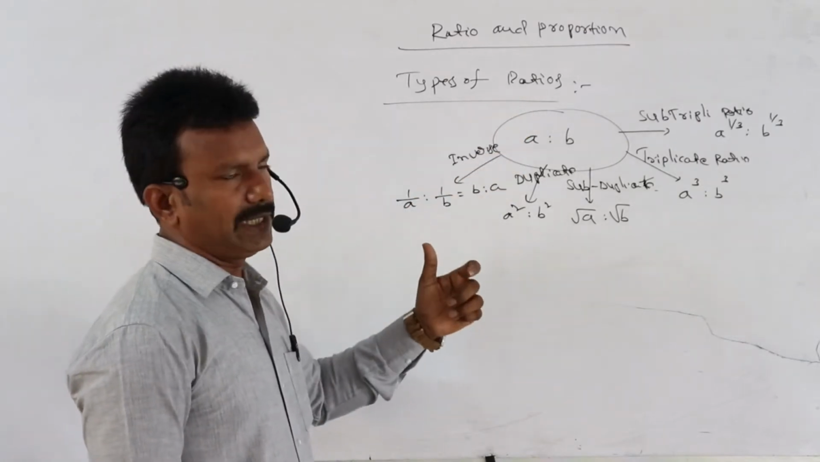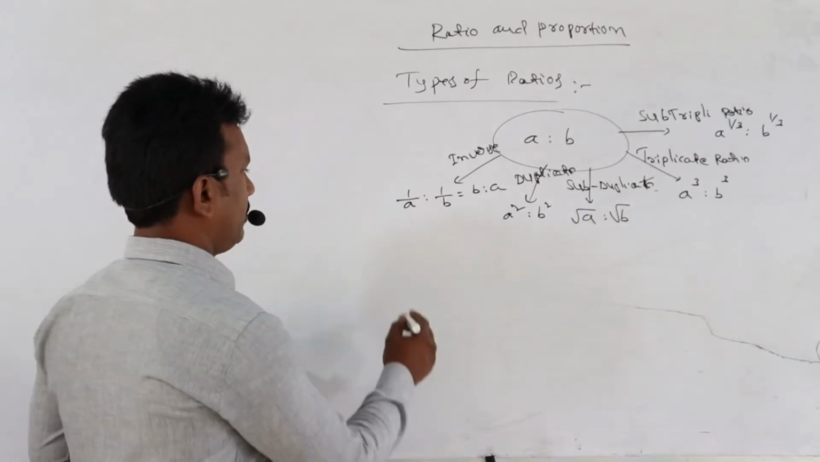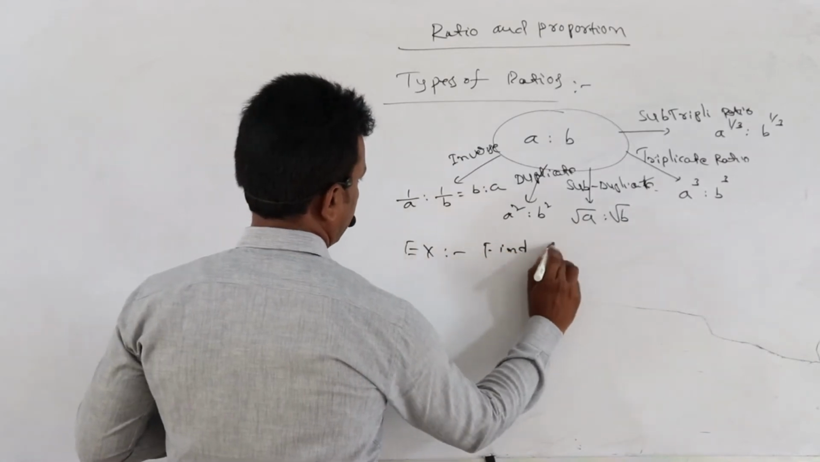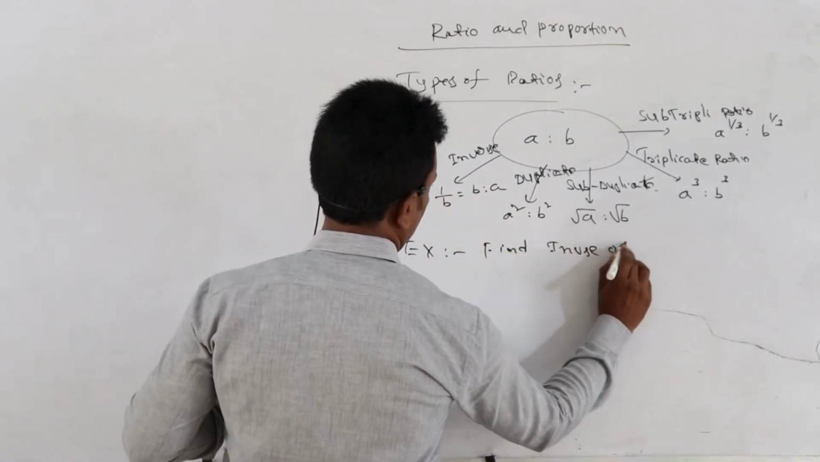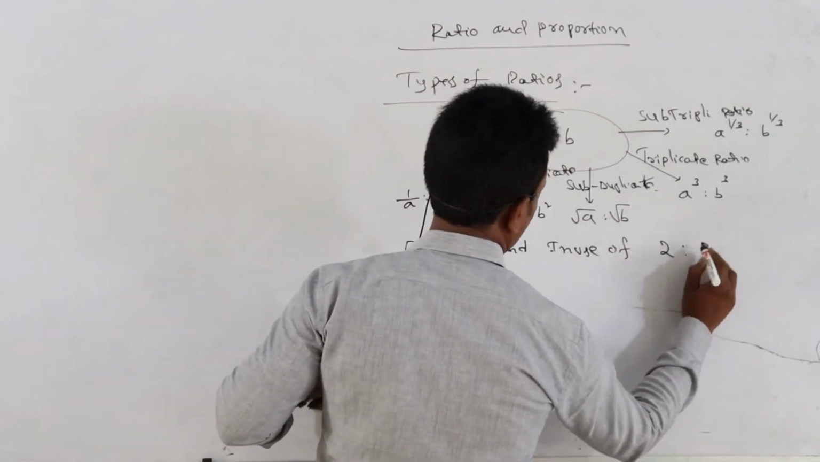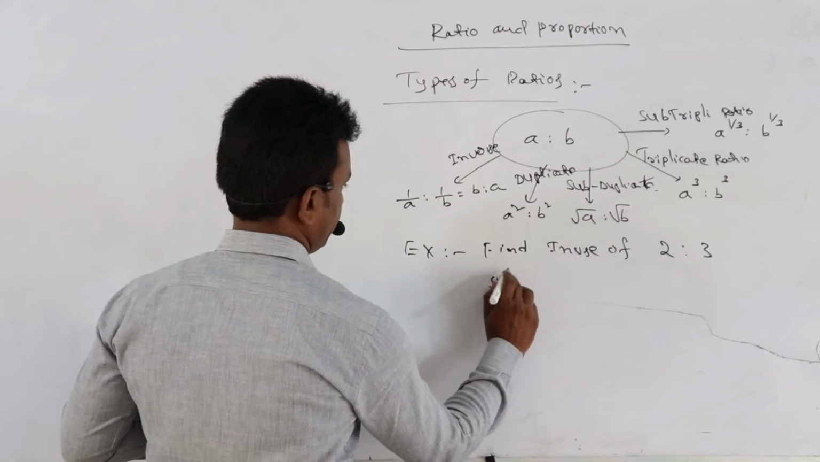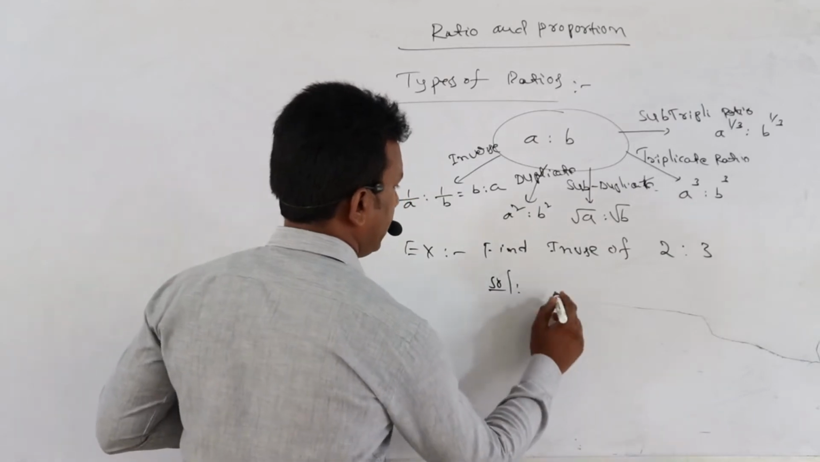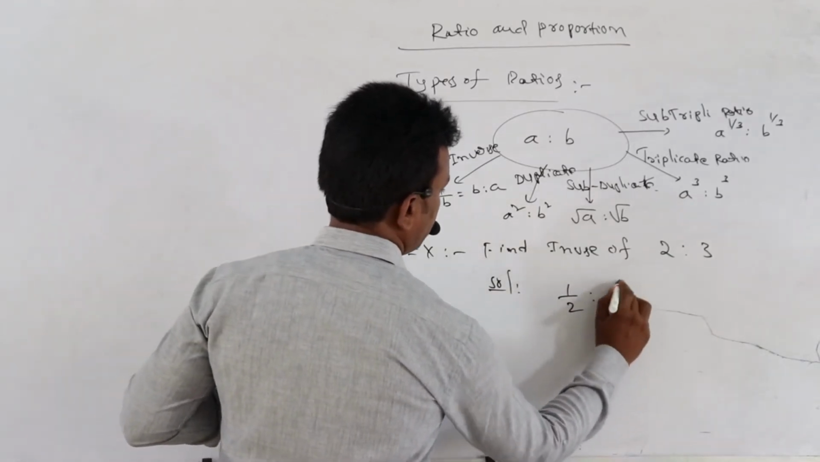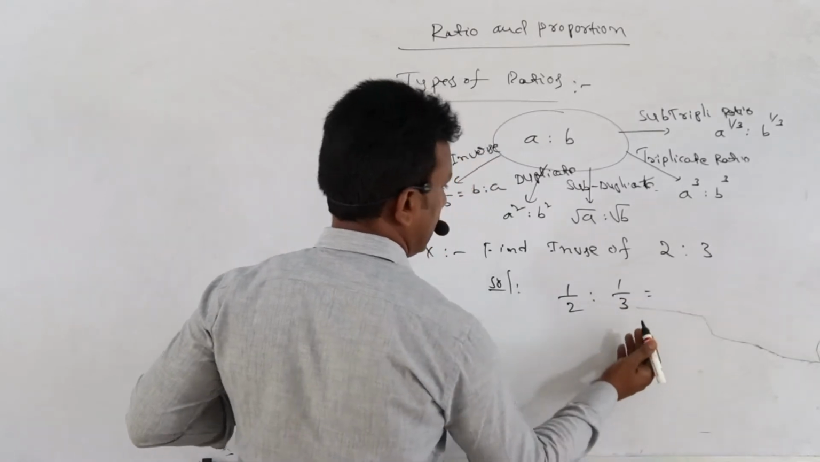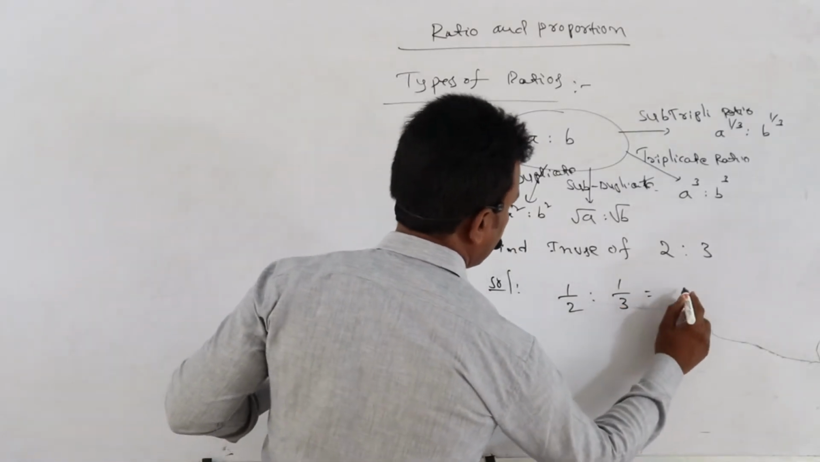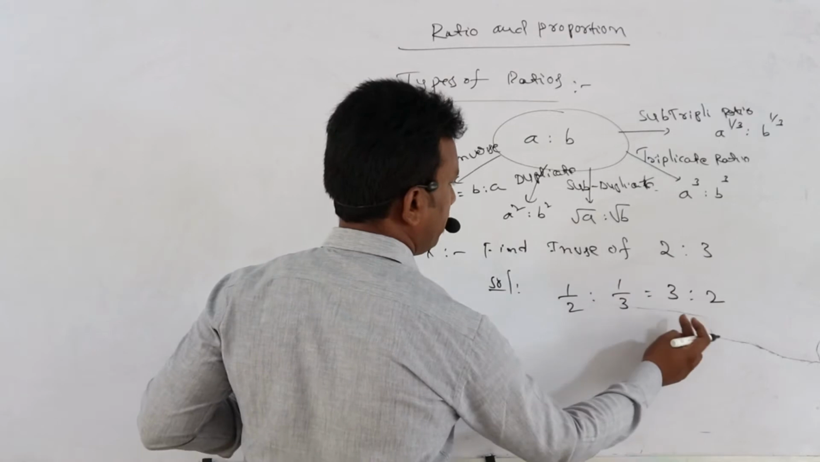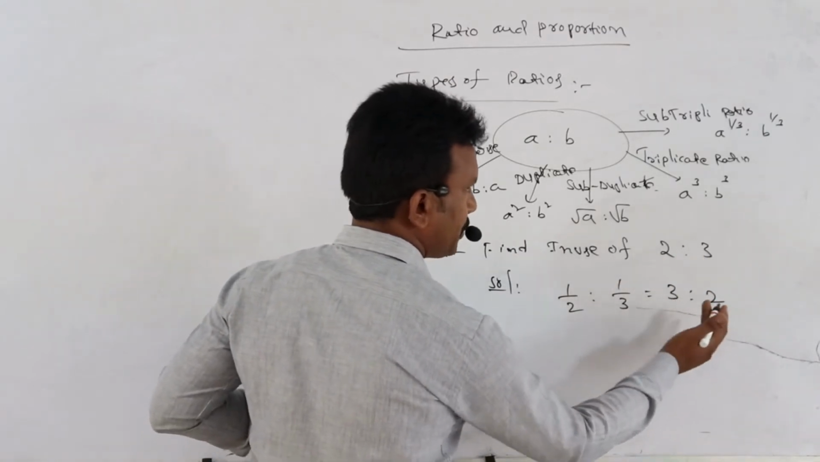We will discuss one example for each. First example: find the inverse ratio of 2 is to 3. For the solution, we write the inverse form 1 by 2 is to 1 by 3, and then take the LCM. After simplification we get 3 is to 2. So the inverse ratio of 2 is to 3 is simply the terms in reverse order, 3 is to 2. This is the answer.